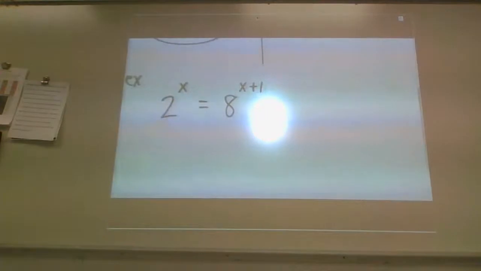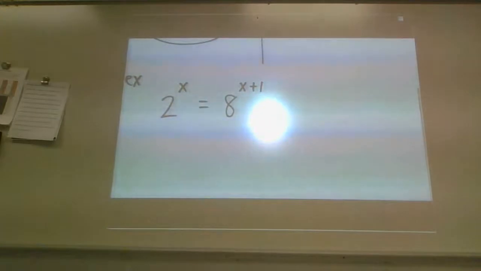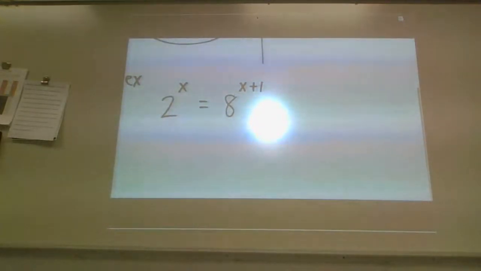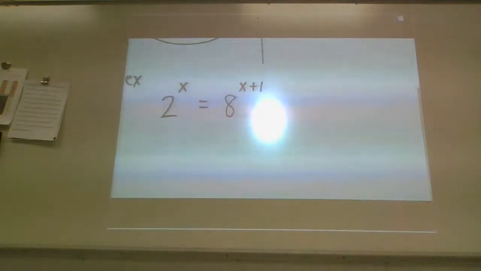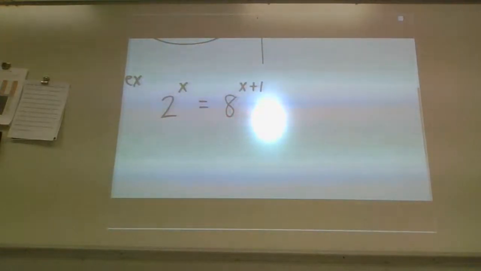Let me zoom in a little bit on that. Now, the property that we just wrote down does not apply at the moment. Let me repeat that. The property that we just wrote down does not apply at the moment. Why does it not apply right now? Why can't we just jump right into it and set the exponents equal to one another?